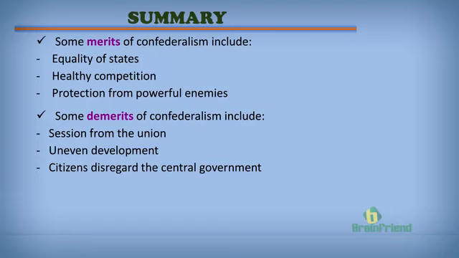And then we looked at some merits and demerits of the confederal system of government, where we said some merits were the equality of states, and healthy competition that comes forth as a result of the liberty given to the component states to carry out their own work, do with your resources and bring about the development you want in your country. And then we also looked at protection from powerful enemies. And we looked at the demerits, some of which we said are that secession from the union brings about instability, and then uneven development breaks forth. Citizens also disregard the central government because their state governments are more powerful than the central government.